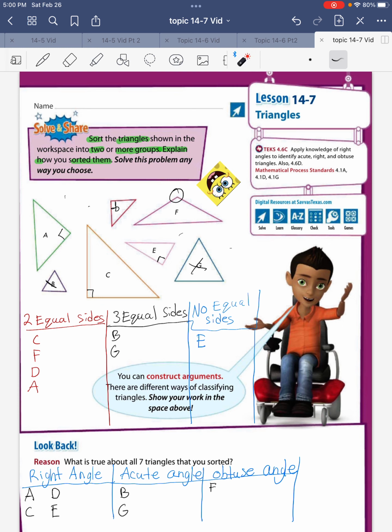So I sorted my triangles. I sorted them by sides: 2 equal sides, 3 equal sides, no equal sides, and then I sorted them by angles. I have my right angles, my acute angles, and my obtuse angles.